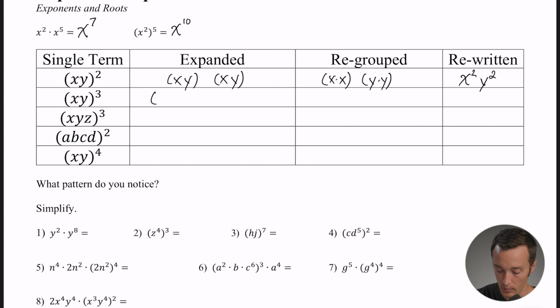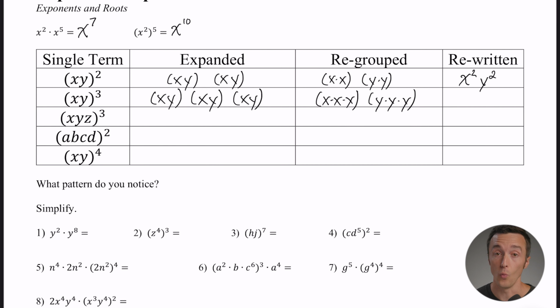xy to the third power would be xy 3 times: xy, xy, xy, because it's to the third power, so that means multiplying it times itself 3 times. We could regroup these based on the variables. If I put all of the x's in one group of parentheses, there are 3 of them, so x times x times x. Then I could do the same with the y's. There are 3 of those, so y times y times y. If I rewrite those as one term, it would be x to the third power, because there are 3 of them, y to the third power, because there are 3 of them. We're going to keep looking for a pattern as we go.